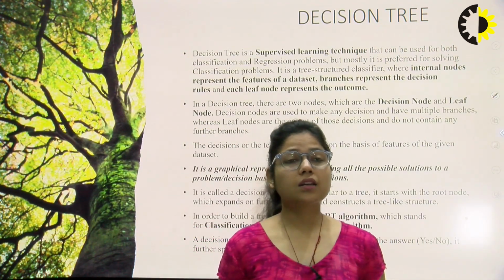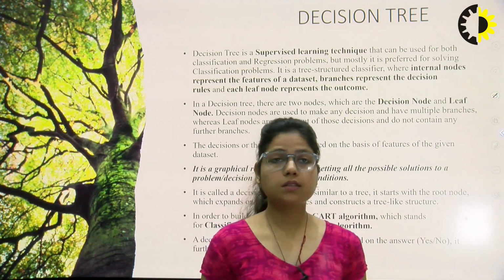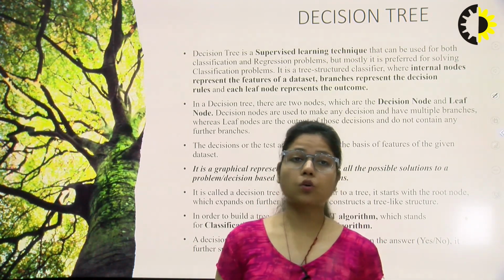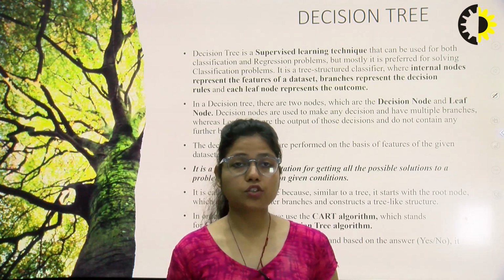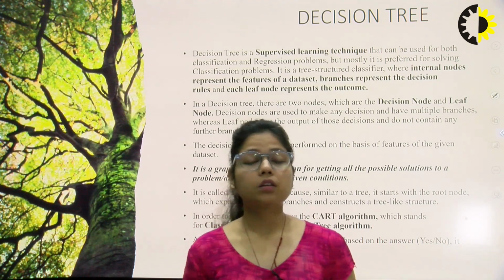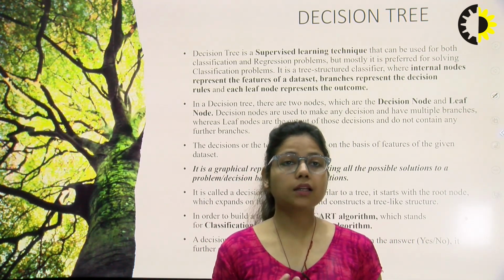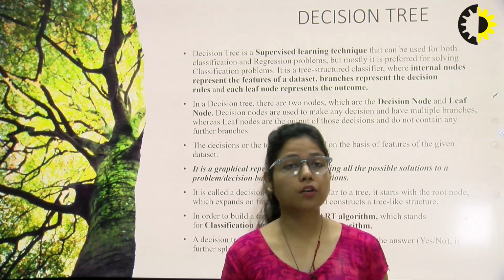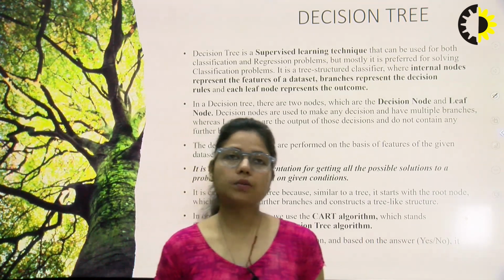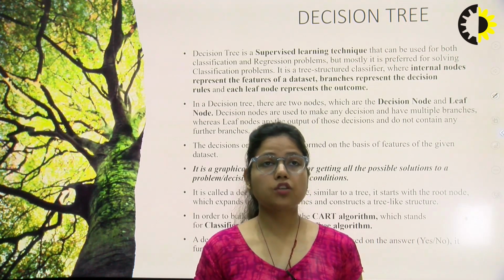It is called a decision tree because it is similar to a tree structure. It starts with the root node, which expands on further branches and constructs a tree-like structure. In order to build a tree, we can use the CART algorithm, which stands for classification and regression tree algorithm. A decision tree is basically a tree-like structure based on classification data.